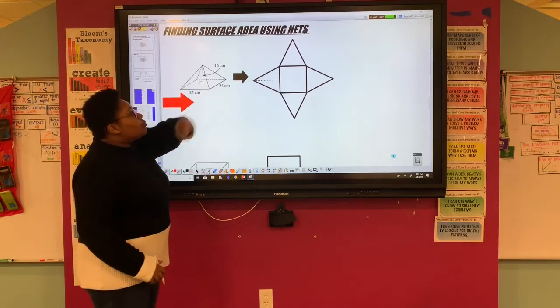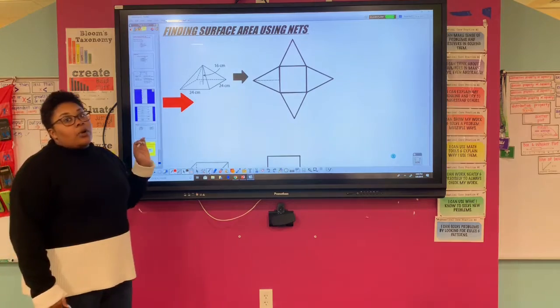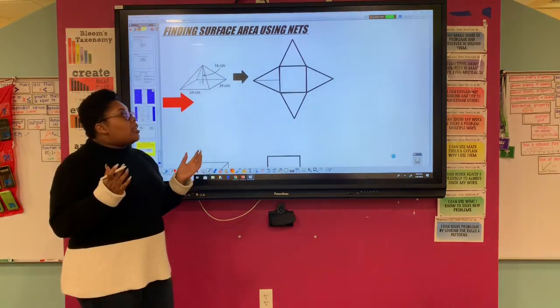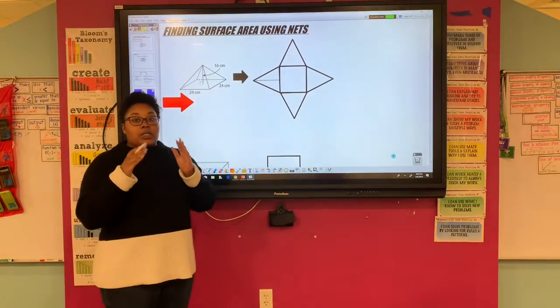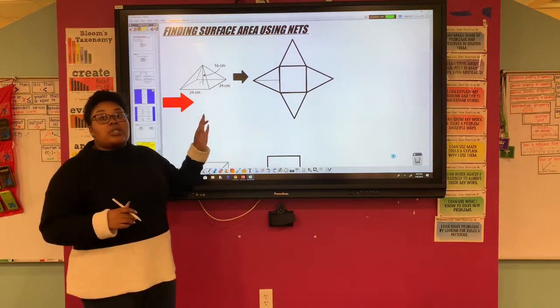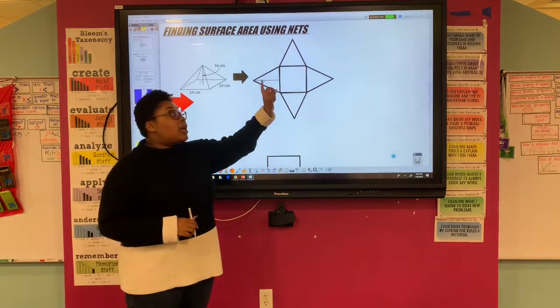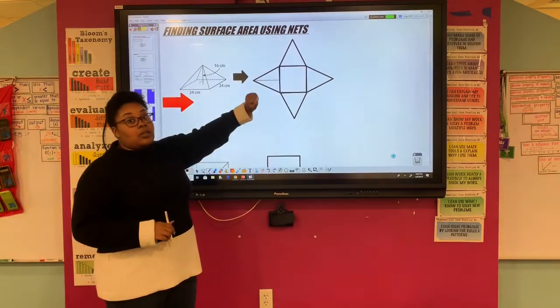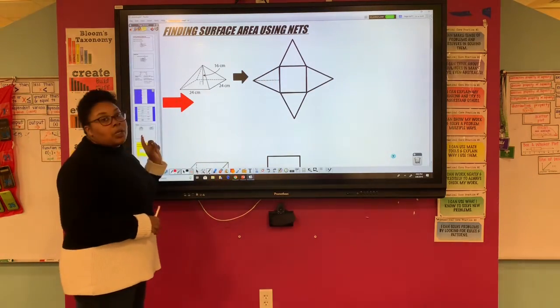So up here, we have talked about nets before. Remember that 3D figures are just made up of a whole bunch of 2D figures put together. So what we're going to do is create the surface area formula by using the nets of the 3D figures. So first one up, we have this pyramid here.